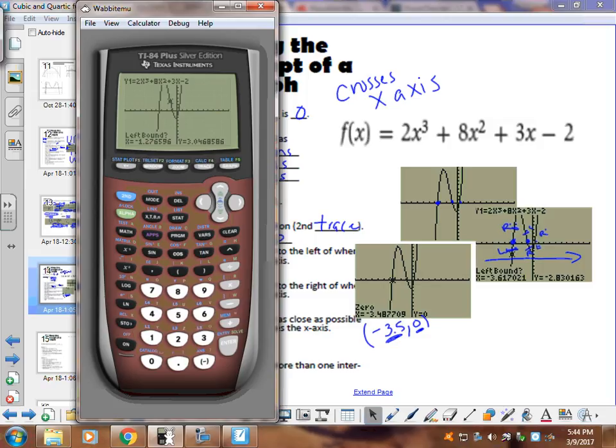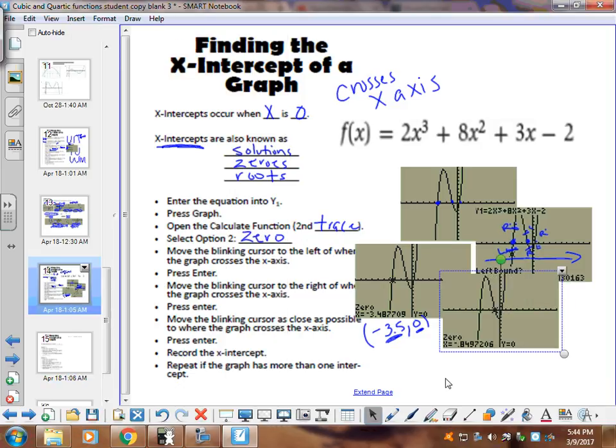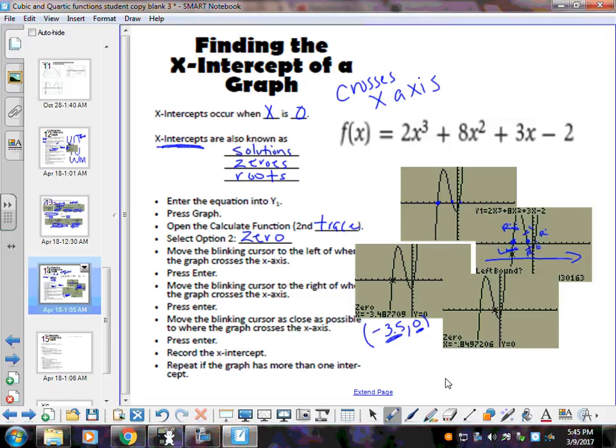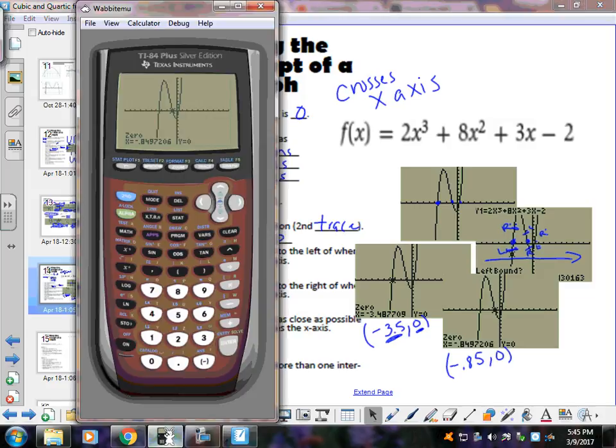So I'm above it, so hit enter. Now I'm going to go below it and hit enter, and go close to it and hit enter. And there's my next one. All right. This one is negative 0.85 and 0. All right, so that's our second one. We got one more where it crosses.